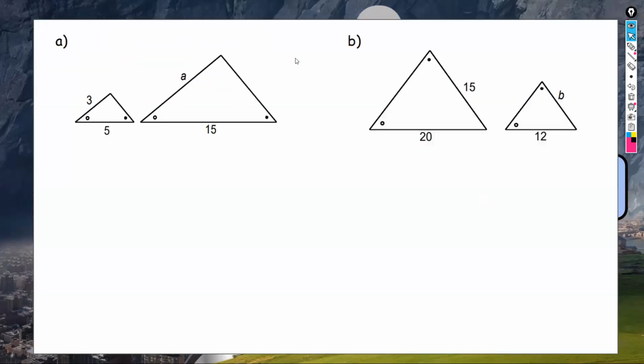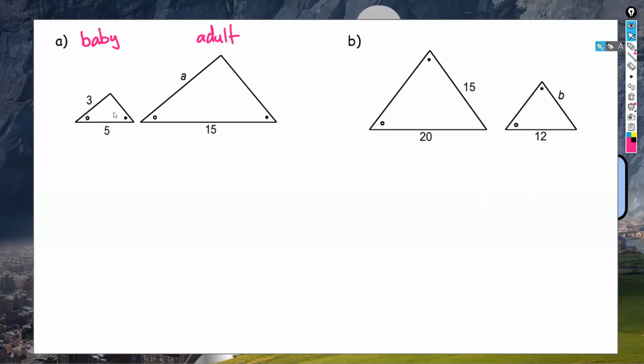All right, so let's look at similar triangles. Here's how I want you to think of similar triangles. You have a baby triangle, and then the triangle grows up. So you have the baby, and then you have what? The adult triangle. So that's how I want you to view it, right?